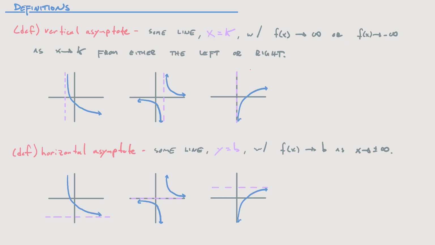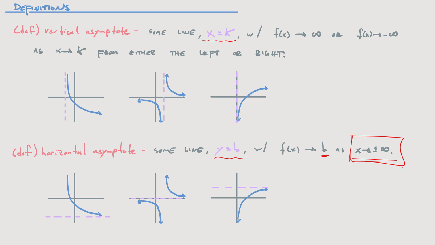Again, because a graph kind of gravitates towards its asymptotes, there exist vertical asymptotes, but there also exist horizontal asymptotes. A horizontal asymptote is some line y is equal to b. x is equal to is a vertical line, y is equal to is a horizontal line. In this case, y is equal to b, where f of x approaches b as x approaches positive or negative infinity. So this is end behavior, but for rational functions.